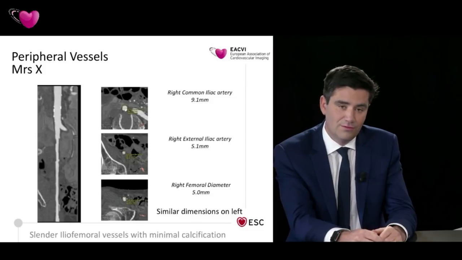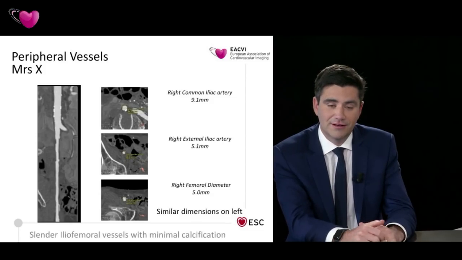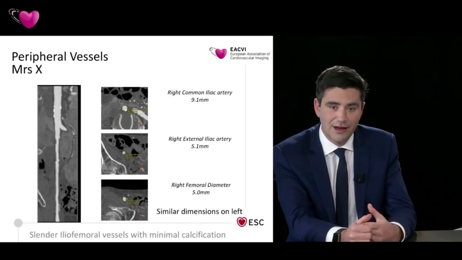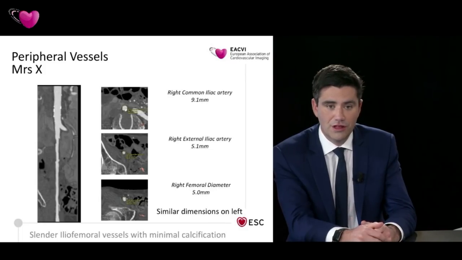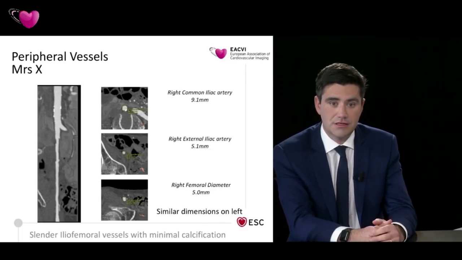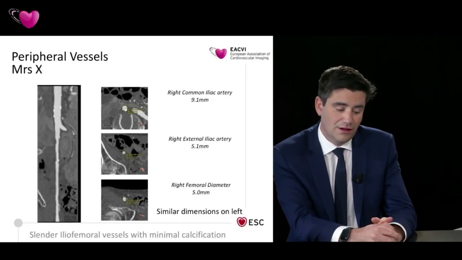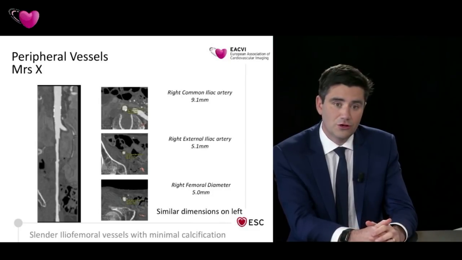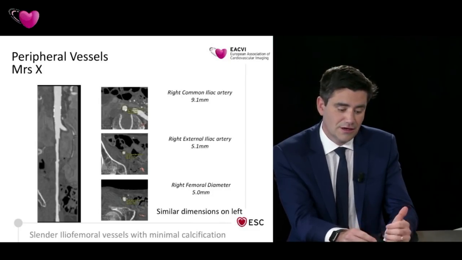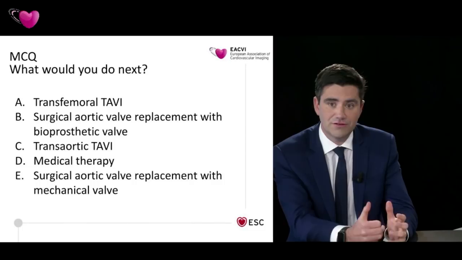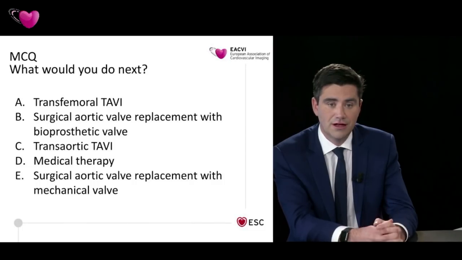So we've got a lot of information now. We've done 3 different imaging tests, an echo, an MRI scan, a CT scan. We think this patient has severe aortic stenosis. We think their ventricle is likely to recover if we replace the valve. And so we have some treatment options that we need to consider and decide upon what we think is the best course of action for our patient, Mrs. X. So these are the 5 options. It's over to you again to make a decision.